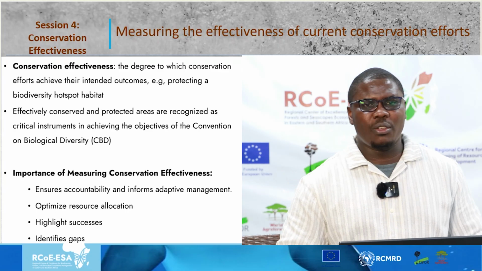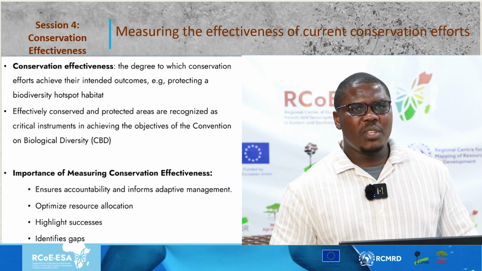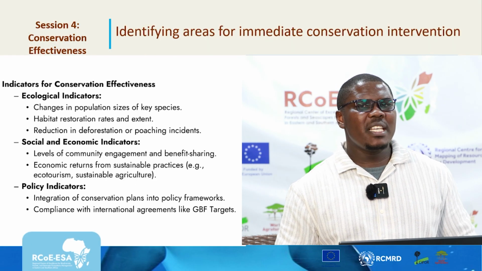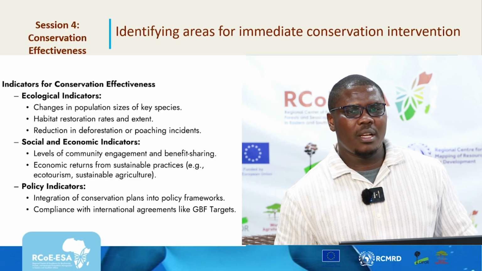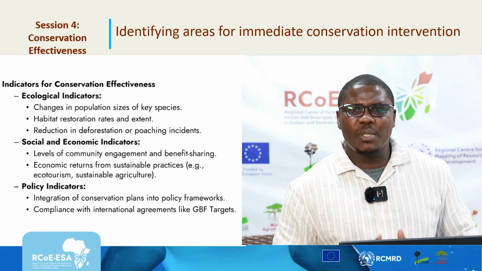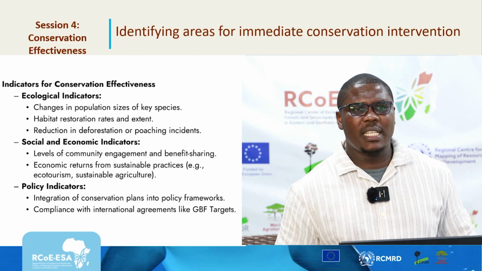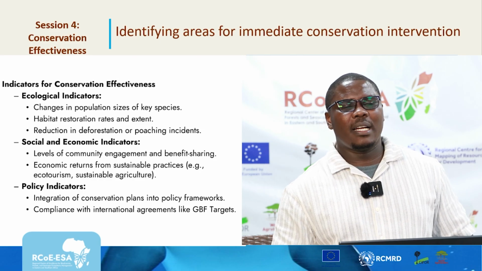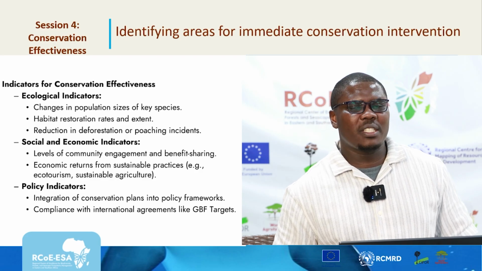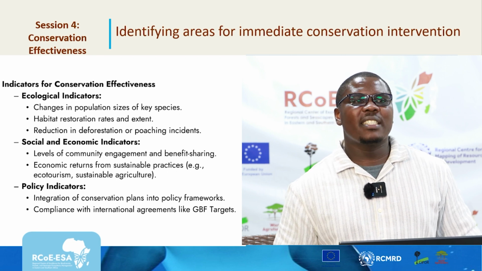So the effectiveness bit helps us to identify these gaps, and from this we are able to tell how we are going to proceed. Key indicators of conservation effectiveness can be classified into ecological indicators, maybe the species size, so the number of the species. Initially, if the area that we set up for conservation only had, assuming, 20 of a certain species, after putting that area into conservation, the number increased.